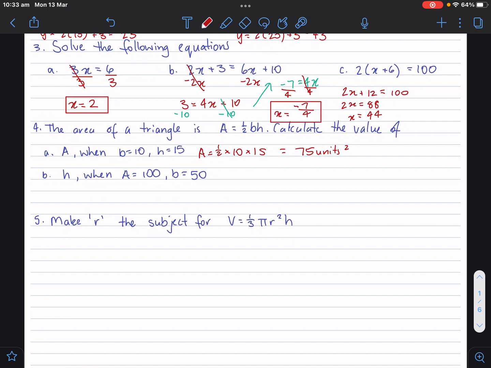4b, find H now. We're going to have to rearrange the formula. So when A equals 100, we have 100 equals half times 50 times H. We don't know what H is. That's what we're trying to find out. We can simplify these two numbers. Half times 50. So we've got 100 equals 25 times H. And then we just divide the 25 across. H equals 4, because 100 divided by 25 is 4.